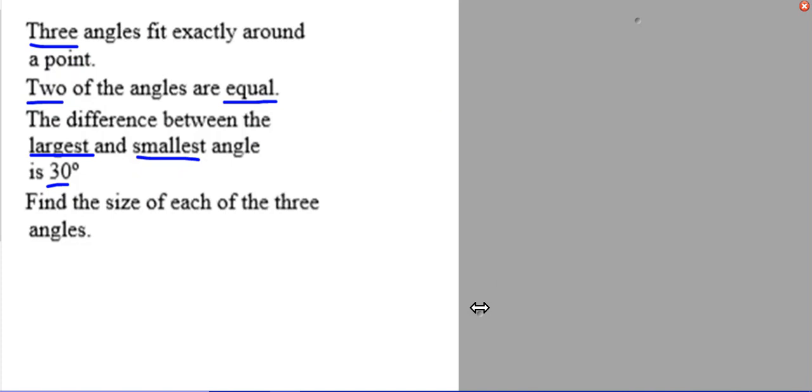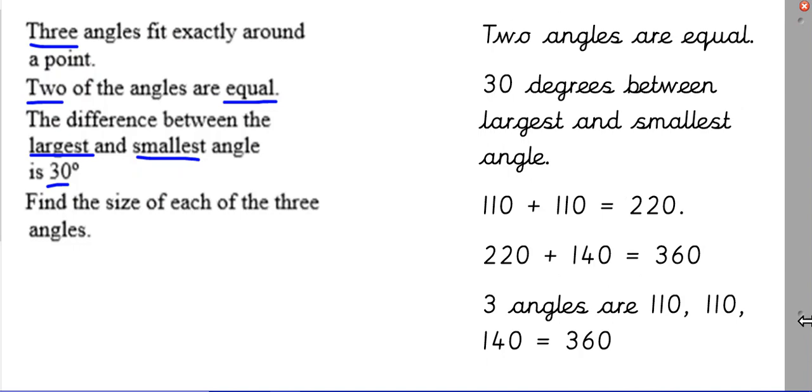Okay, so this one is really, really challenging, so well done if you've attempted it. Let's have a look at the answer. So, as we've said, two of the angles are equal, and there's 30 degrees between the largest and the smallest angle. So we know that two of our angles are going to have to be the same, and we only want 30 degrees difference, so we can't have, for example, 20 degrees and 110 degrees because there's not 30 degrees difference. So if we do 110 add 110, we get 220 degrees.